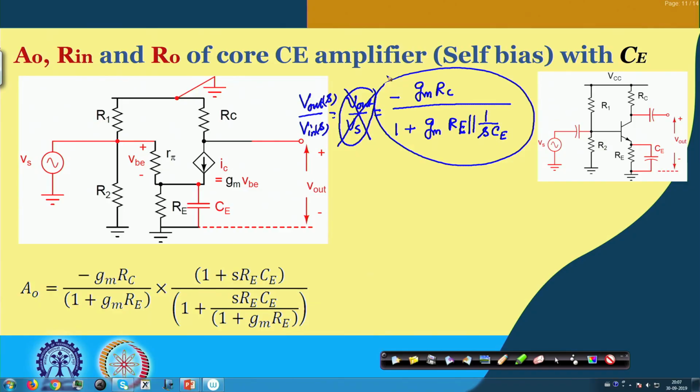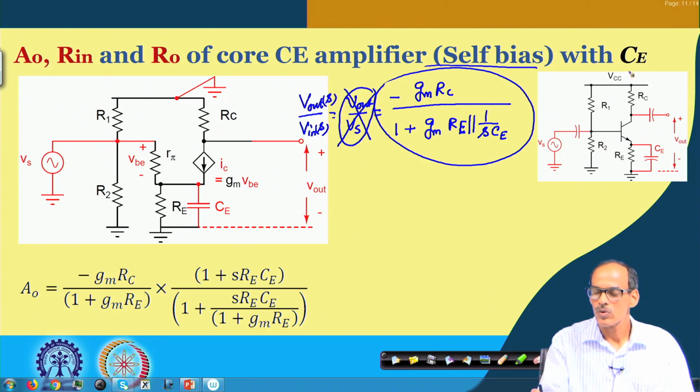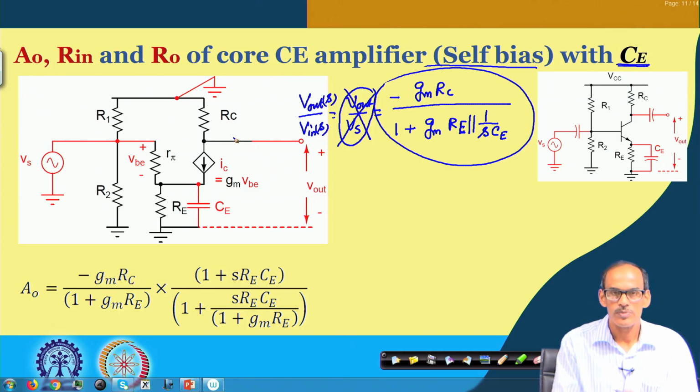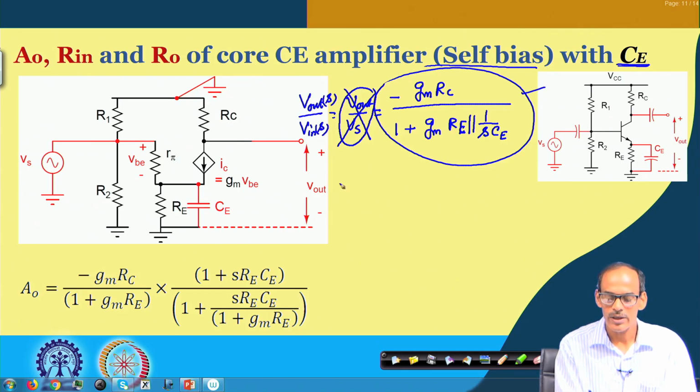Welcome back after the short break. What we are discussing so far is the CE amplifier with self-biased arrangement with CE, that is, the bypass capacitor CE in parallel with RE. What we said is that the input to output gain has this expression, so let us rearrange this expression and see how it looks.